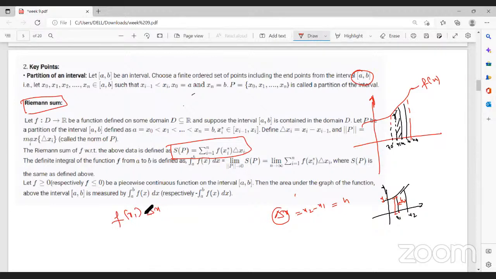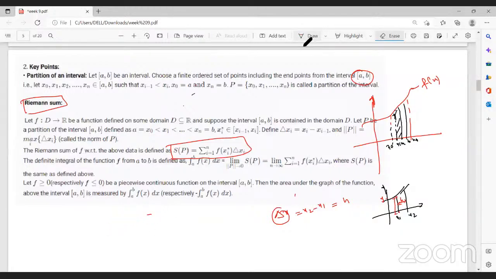There was some concept, sir, of overvalued and undervalued. Sir explained it, but I was not able to understand what it was. Over or under? That is for xi star: left hand, right hand, or mid, the average term.